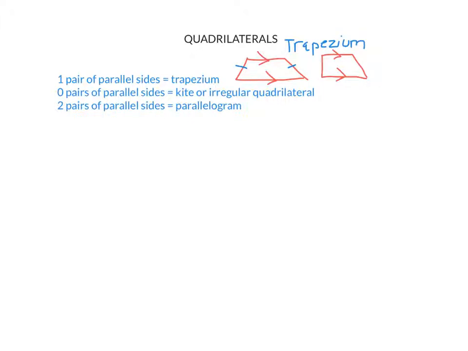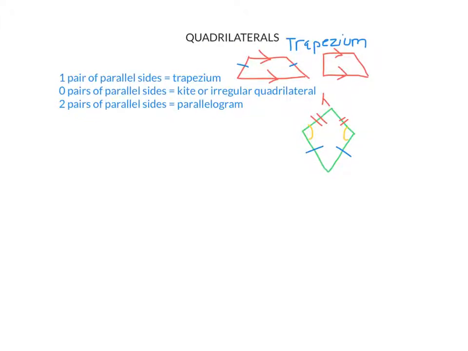Now if a shape has no pairs of parallel sides, it's either a kite or an irregular quadrilateral. So a kite is basically a diamond. It looks like this. Now you need to know the properties of kites. Kites have 2 pairs of equal sides. So those 2 sides are equal and these 2 sides are equal. In a kite, adjacent sides are equal, so sides next to each other. The angles where the non-equal sides meet are also equal in a kite. So you need to know all of these about a kite or a diamond.